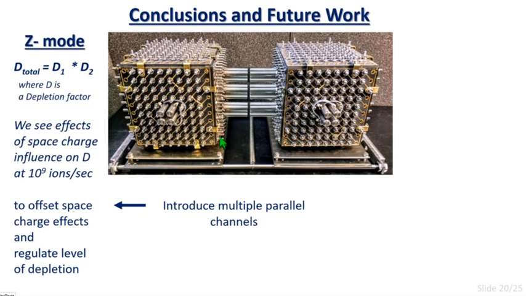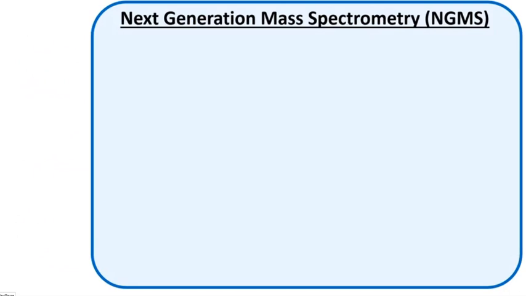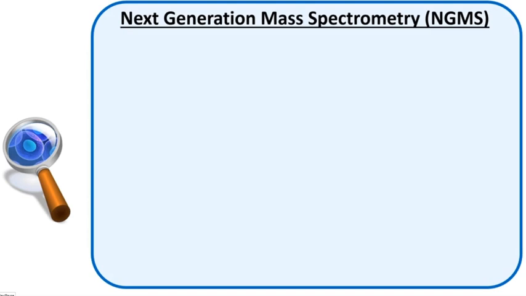Also, most importantly, these parallel channels will allow us to finally evaluate MOVZ mode, where our major goal is to split the ion beam into sub-beams containing ions from non-overlapping MOVZ regions to produce concurrent beams that can be analyzed simultaneously. That means enabling parallel mass spectrometry. We think that parallel mass spectrometry can be the basis for the next generation mass spectrometry tools, by analogy with next generation DNA sequencing, because these tools should enable us to comprehensively analyze single cells.